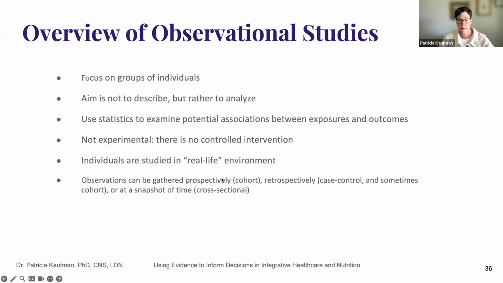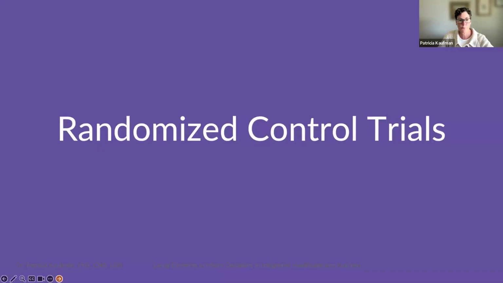And then again, observational studies can be cohorts, which are prospective, or case control, which is retrospective. And sometimes cohorts can be retrospective as well. And then the snapshot of time is the cross-sectional.